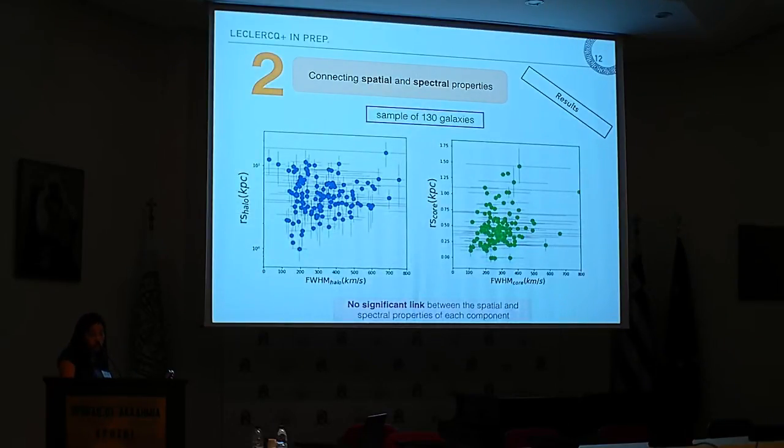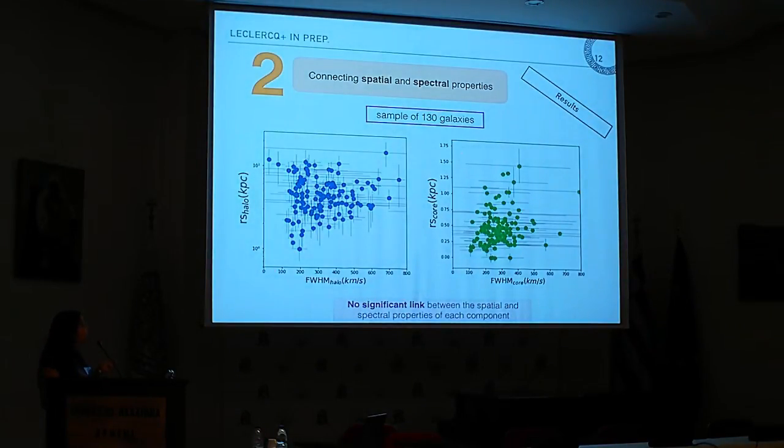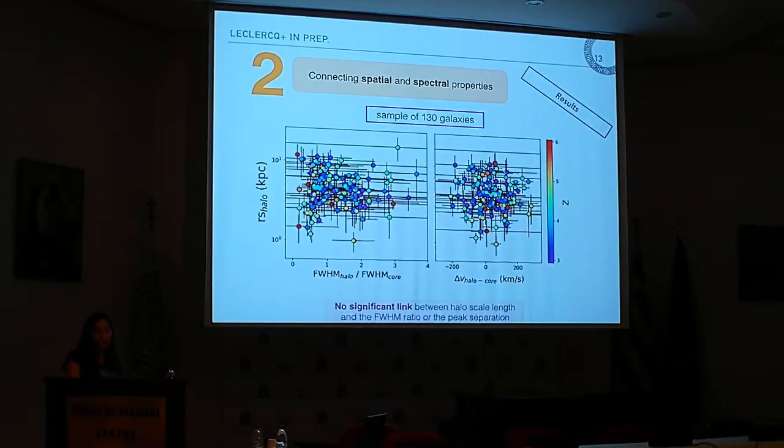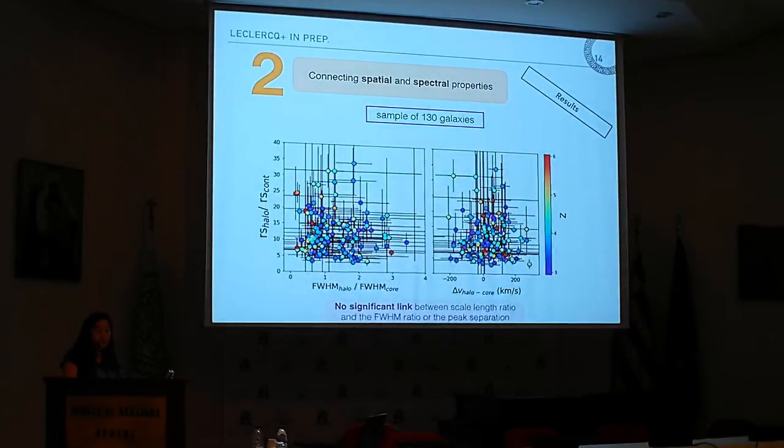Then we can also try to connect the spatial and the spectral properties. Why not? So this is the scale length of the halo against the width of the line in the halo. This is the same for the core. We don't see any really significant relation here. Here it's the same, but for the ratio of the two full widths at maximum. This is the same for the peak separations. Again, color coded by the redshift, but still no correlation at all. Here, I thought maybe if I take the ratio of the two scale lengths, something will happen, but still not.